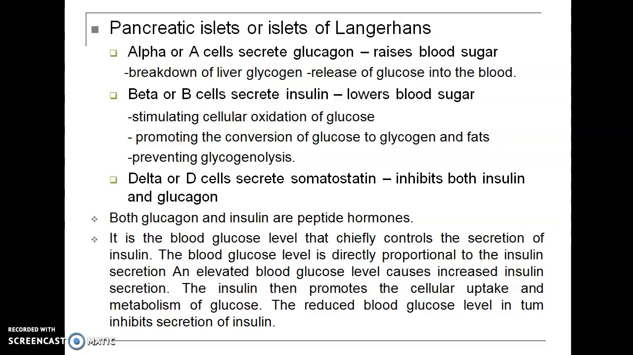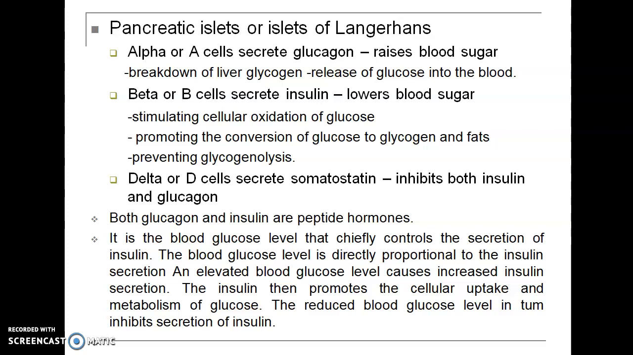The third type of cell is the delta cell, which secretes the hormone somatostatin, and this hormone is known to inhibit insulin and glucagon. Insulin and glucagon are the major hormones of the pancreas, and both of them are peptide in nature. They are kept under control by a negative feedback system, depending upon the amount of glucose in the blood.